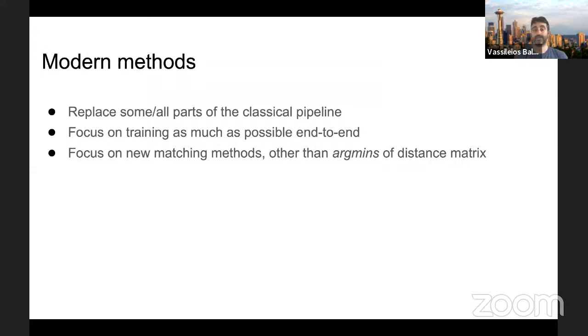And also recently, also in this year's CVPR, there's some papers focusing on even changing the matching method, which is you don't focus anymore on having a distance matrix and then getting the argmin of this, but you find new ways to do matching between images.